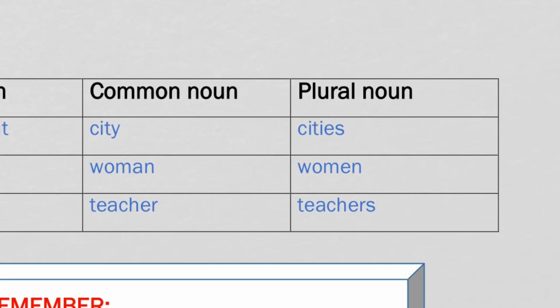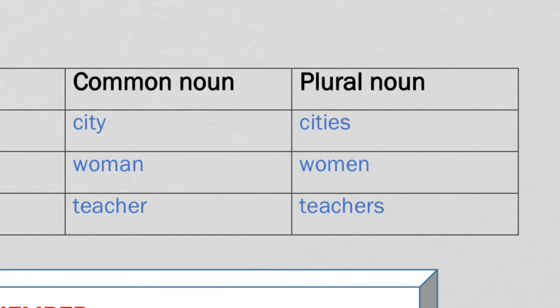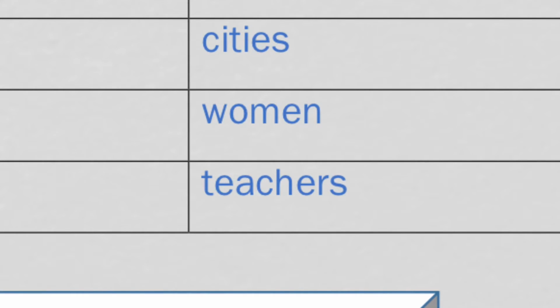So now let's compare our common nouns. They're all singular with plural, right? So we could have one city or we could have several cities. C-I-T-I-E-S. We could have one woman or several women. W-O-M-E-N. We could have one teacher or several teachers. T-E-A-C-H-E-R-S. A lot of times, when you change a singular noun to a plural noun, you just add S like we did with teachers.